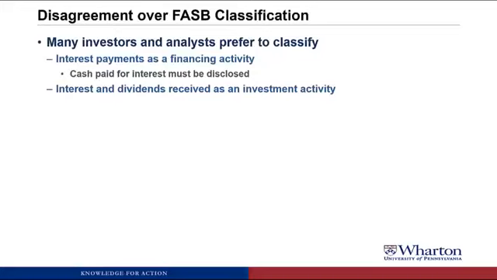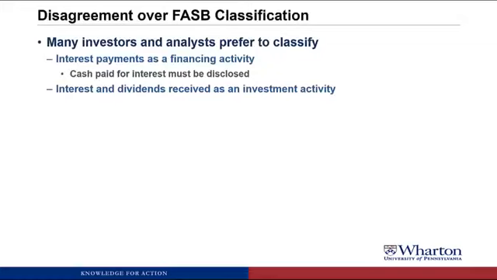Under IFRS, a company could put those activities in the different buckets, but remember under US GAAP, you're required to call those operating. So one thing the FASB did is they required a disclosure of cash paid for interest. So if investors or analysts want to take it out of operating, they can easily subtract it because that disclosure is provided.